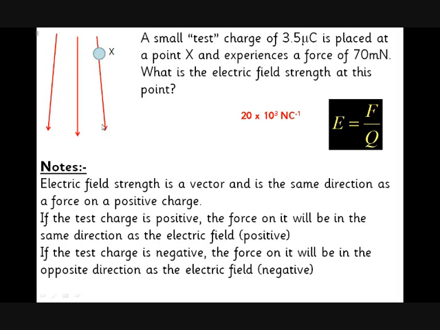If the test charge is positive, the force will be in the same direction as the electric field. So we'd say the point, this charge X would move down the page. If the test charge is negative, it's going to move up the page. It will go in the opposite direction as the electric field.